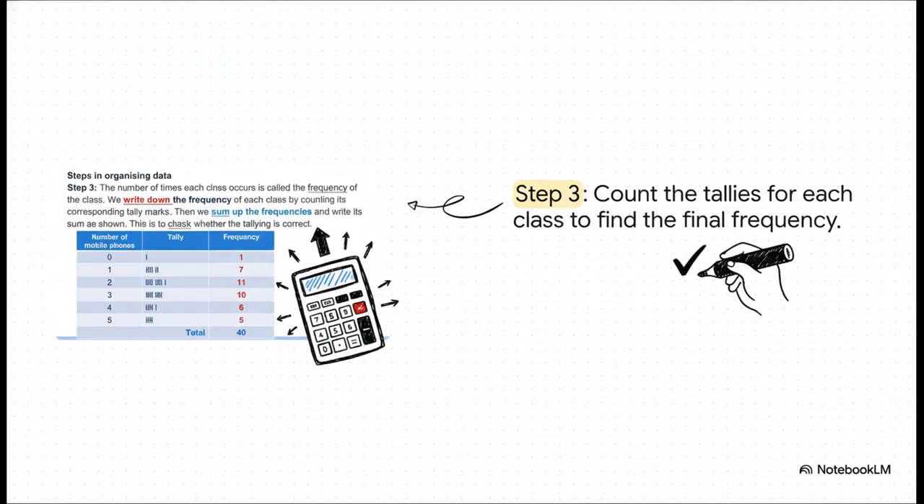And finally, step 3. You just count the tally marks in each row and pop the total into the frequency column. So for 2 phones, we've got 2 groups of 5 plus 1 more. That's 11. Now here's a pro tip. When you're done, add up that whole frequency column. The total should be 40, right? The same number of families we surveyed. It's the perfect way to double-check that you haven't missed a number. And there you go, a perfect frequency table.